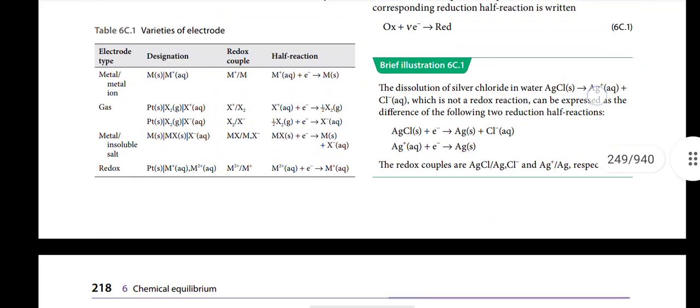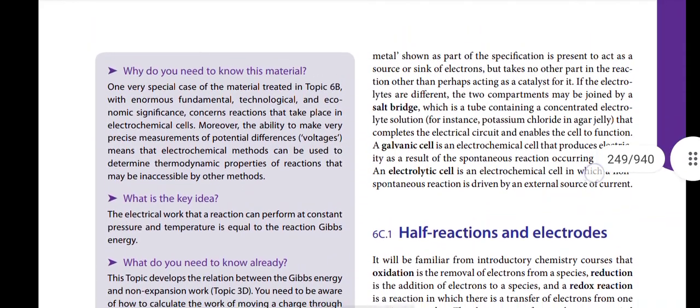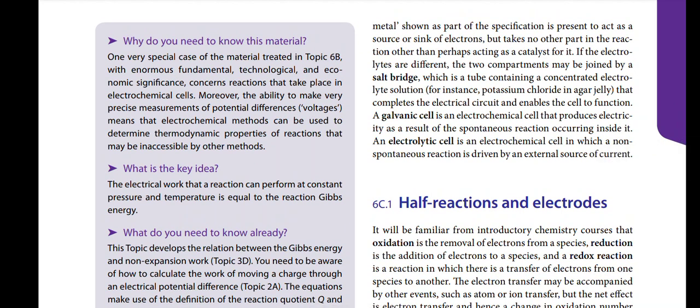Any inert metal shown as part of this specification is present to act as a source or sink of electrons, but takes no other part in the reaction other than perhaps acting as a catalyst for it.